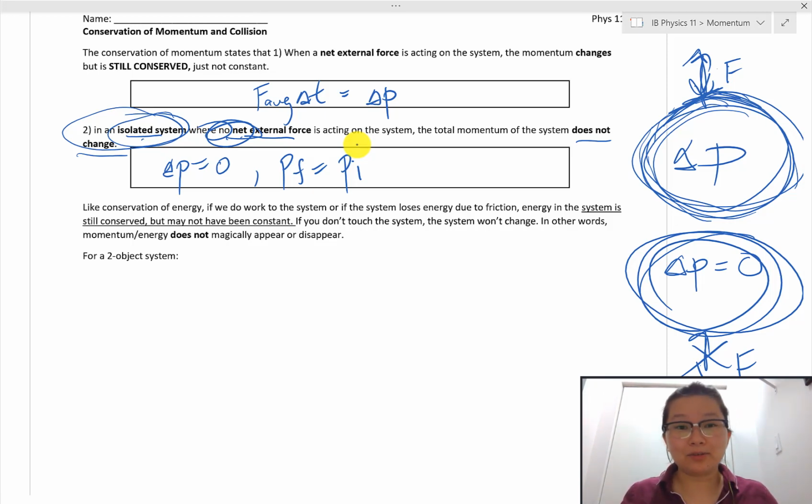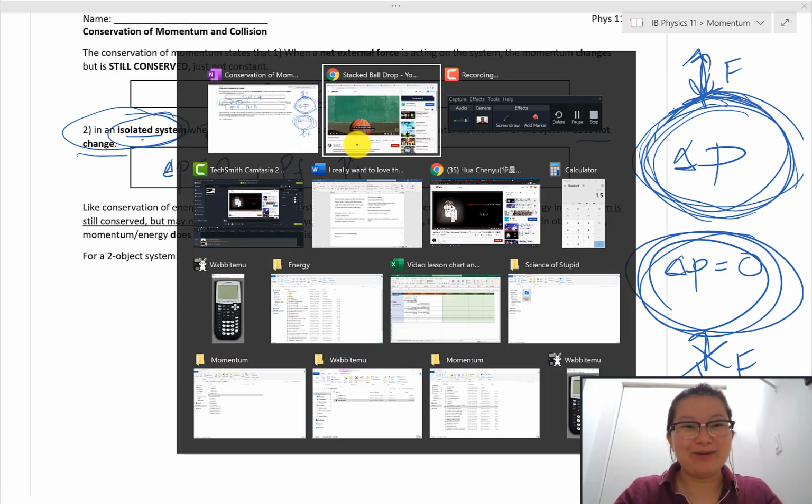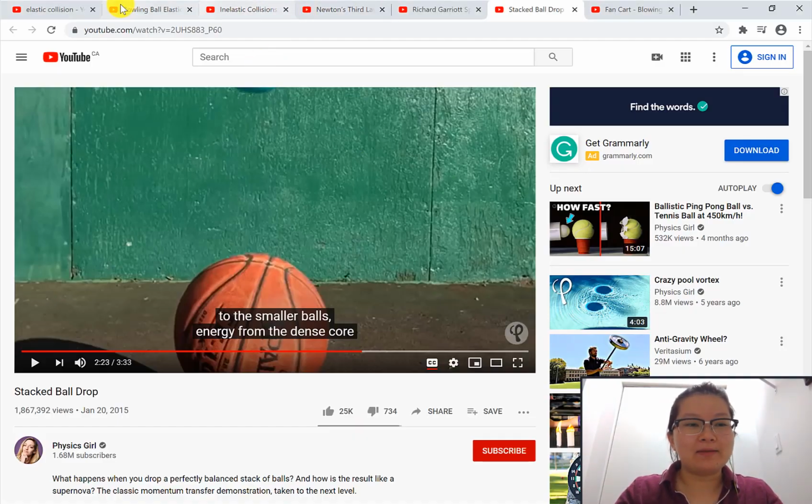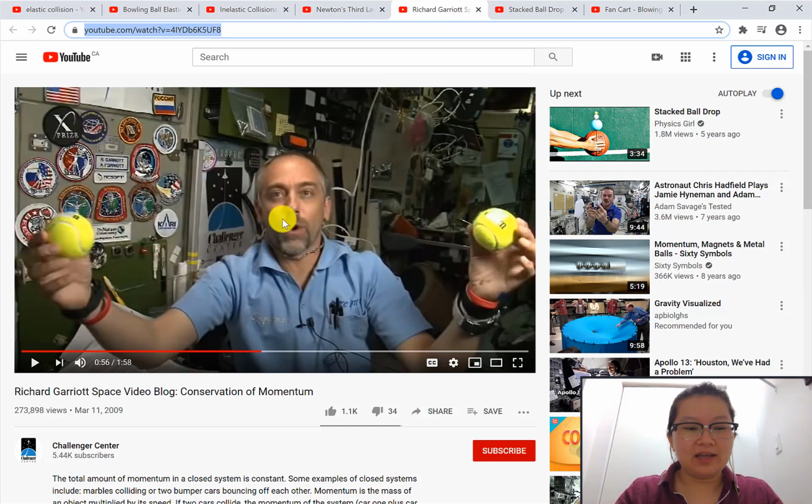So let's take a look. I just talked about two object systems. Let's take a look at some quick examples. Conservation of momentum is awesome. So let's start with this one. Hey, look. This guy is throwing some tennis balls in space. Let's take a look at what that looks like.